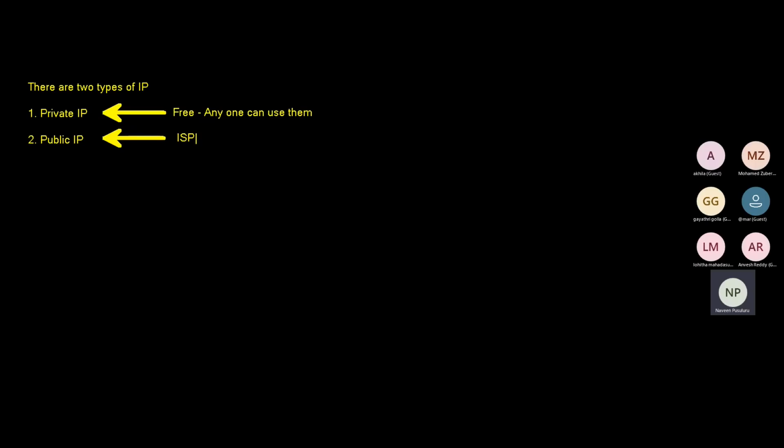When you need a public IP, you cannot use it directly just like a private IP. You need to purchase it, and only then can you use it. For example, your company has a website. Let's take the example of Facebook, facebook.com.